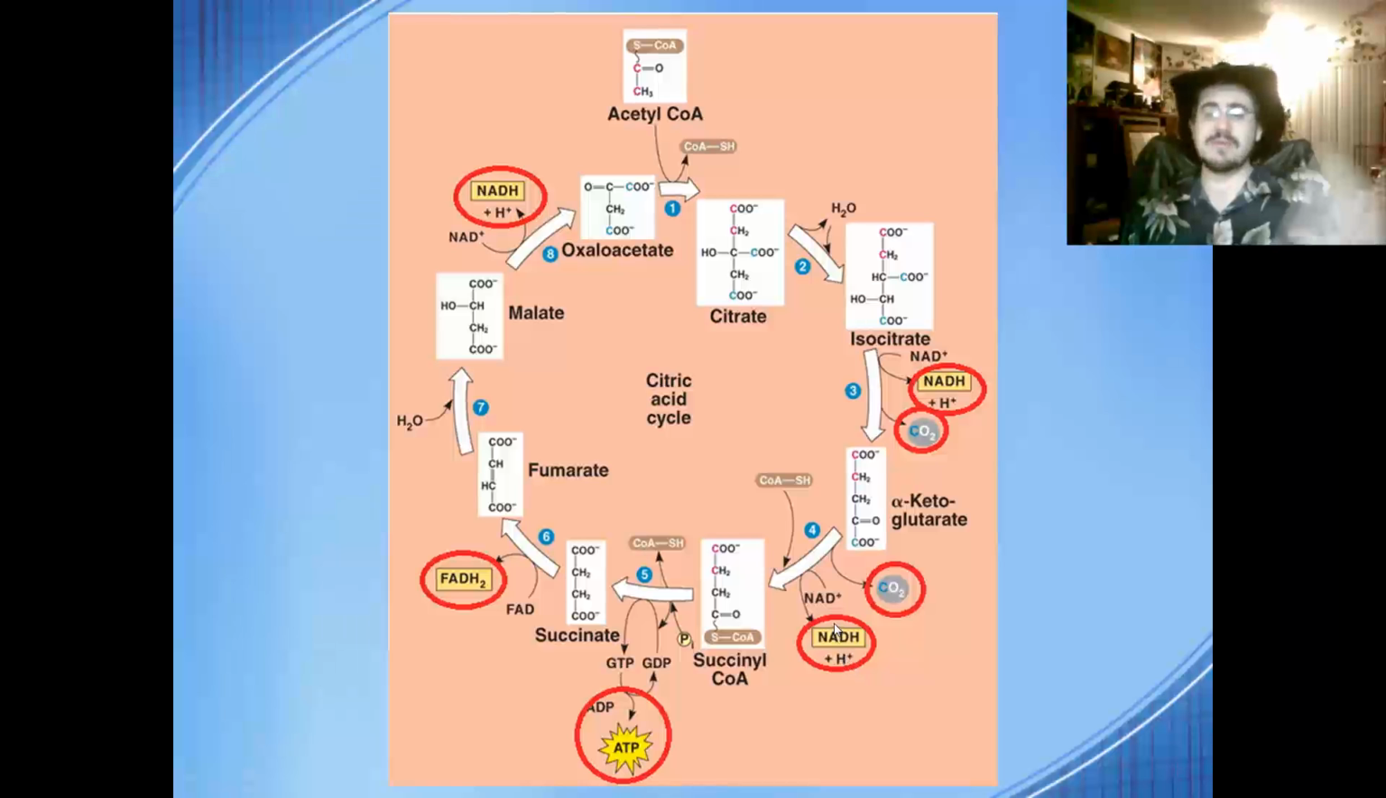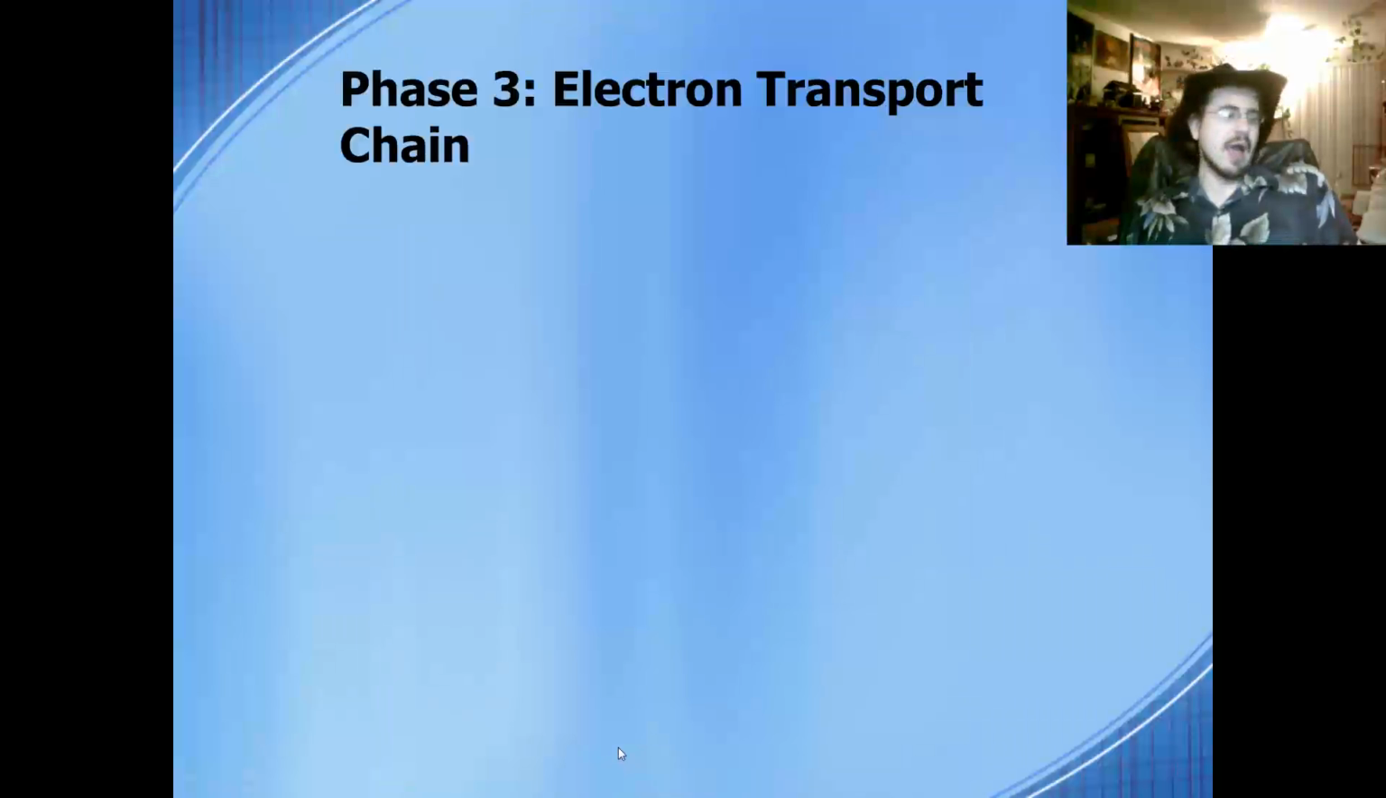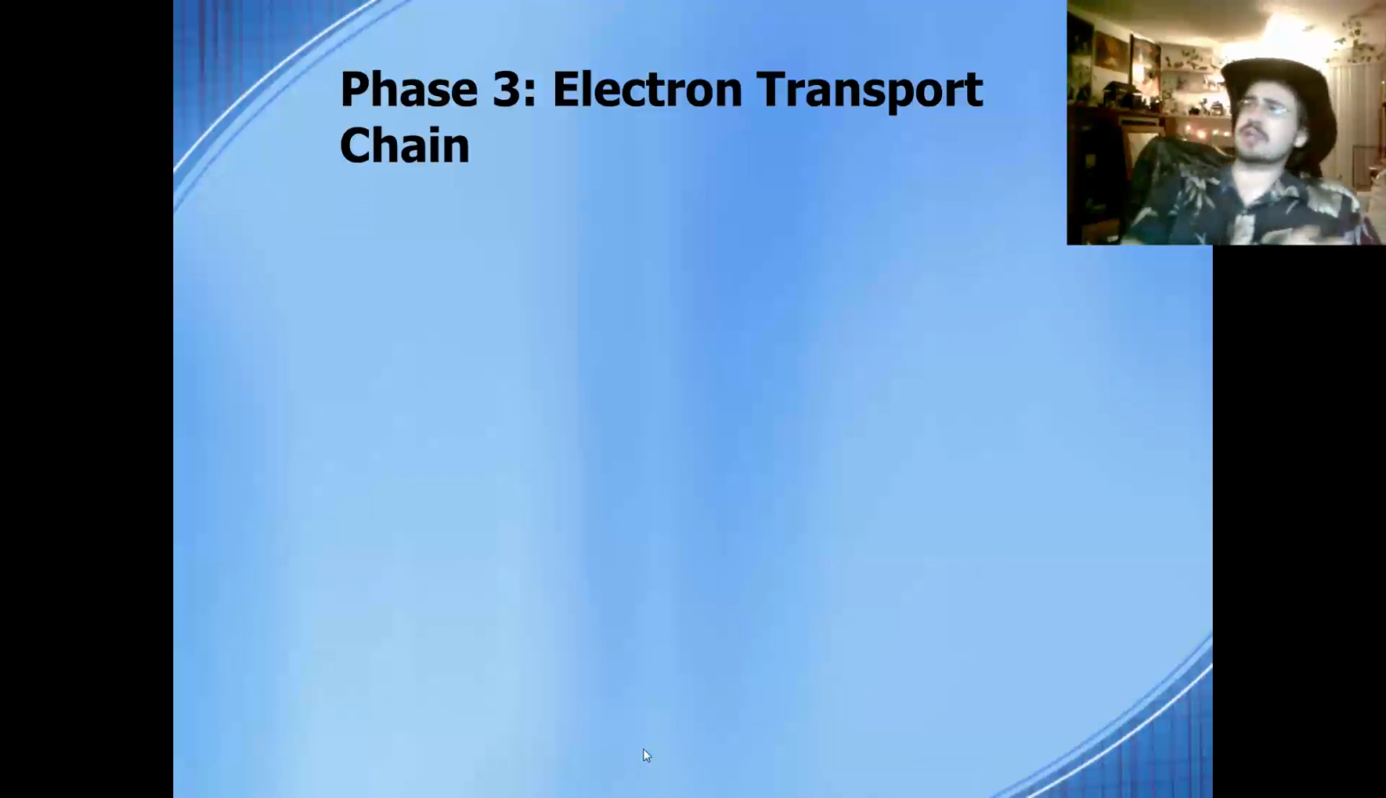Since we got 2 of them, that's 6. 1, 2 carbon dioxide for a single acetyl CoA. Since we got 2 of them, that's 4. And then 1 FADH2 and 1 ATP for a single acetyl CoA. We got 2 of them, so that's 2 each. All right. I'm pretty sure my 10 minutes are long up, so we'll pick up with phase 3, the electron transport chain.